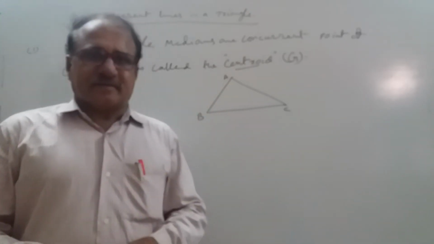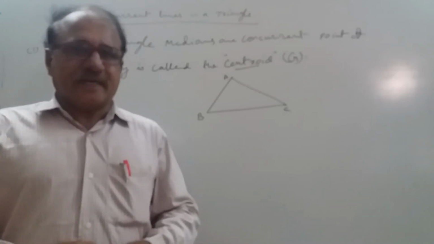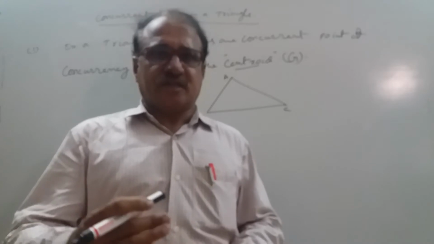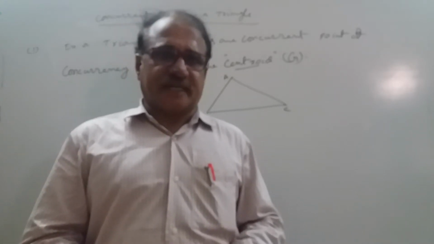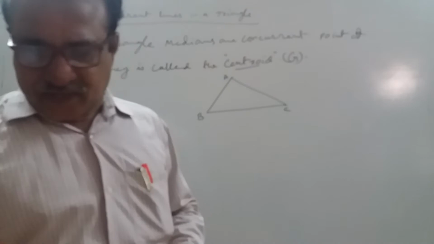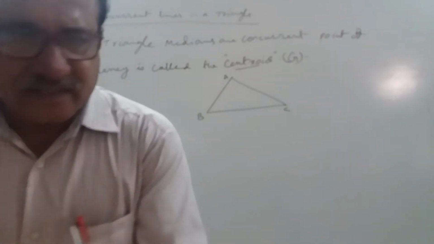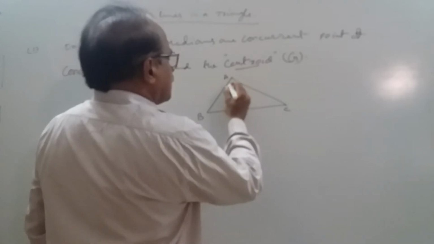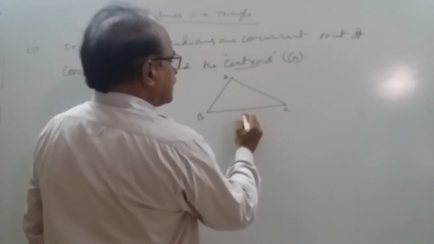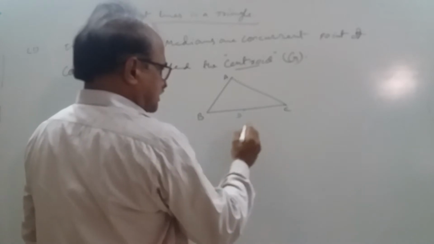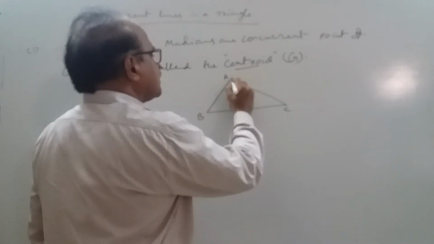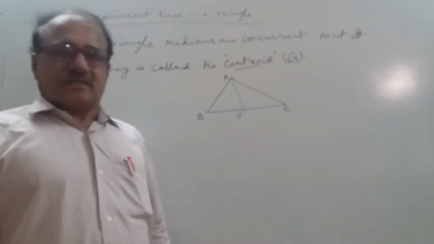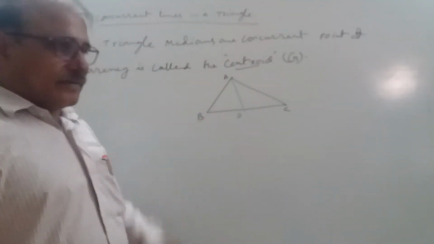What do you mean by median? The line segment joining any vertex to the midpoint of its opposite side is called a median. Here A is the vertex, the opposite side is BC, and let the midpoint of BC be D. If we join these two, AD is a median through A.